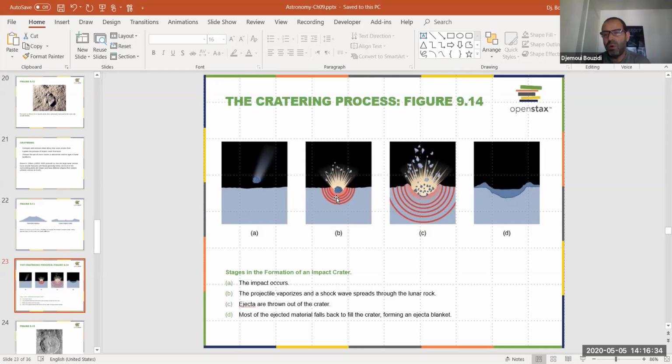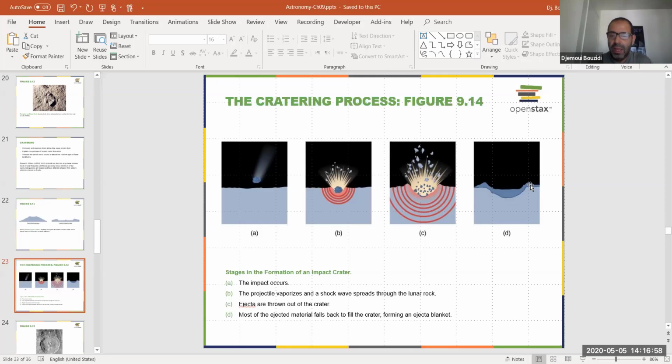Okay, so it's a 4-step process. The first one, and that depends on the velocity, by the way, is the velocity that hits, the impact. Then there are the shock waves and the destruction of the materials. They fly all over the place, and when they settle, that's the crater that remains at the end of the day.